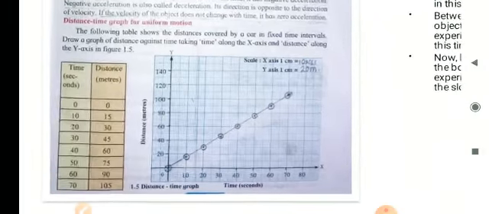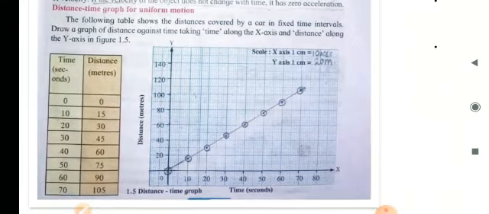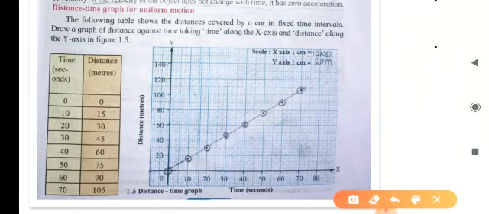The following table shows the distances covered by a car in fixed time intervals. Draw a graph of distances against time, taking time along x-axis and distance along y-axis in the figure. Time in seconds: 0, 10, 20, 30, 40, 50, 60, 70. Distance: 0, 15, 30, 45, 60, 75, 90, 105.